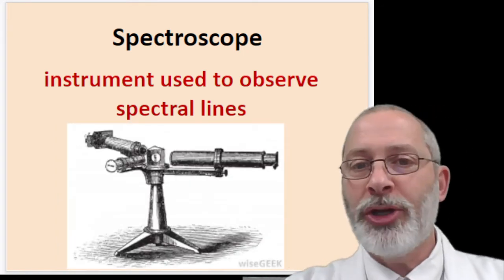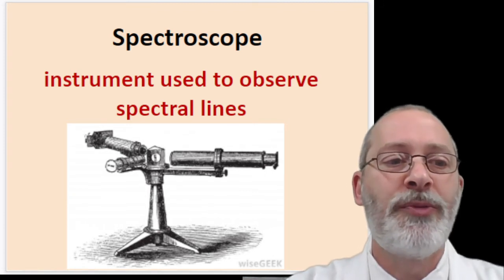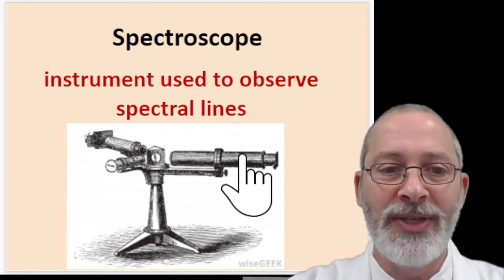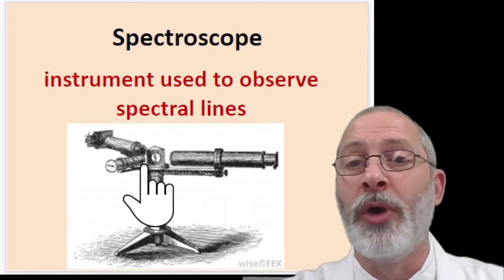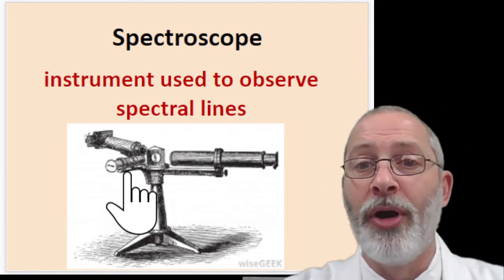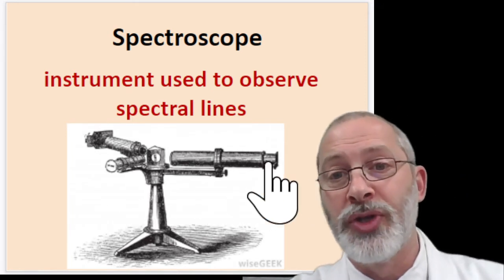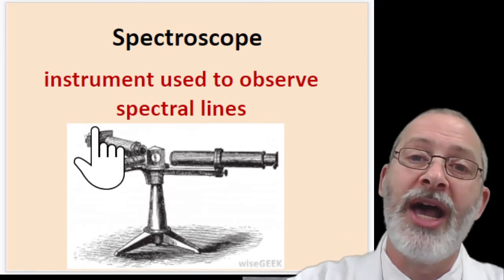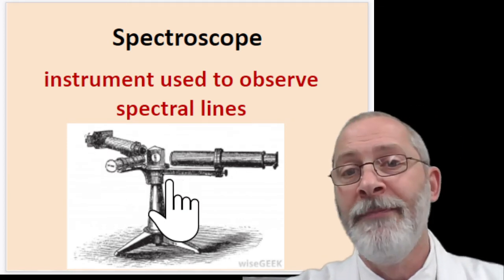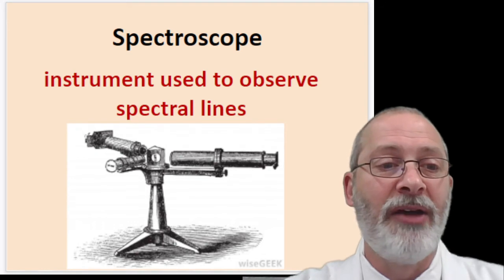But a spectroscope is an instrument used to observe spectral lines. This is another example of a more complicated spectroscope. Part of it allows the light through and an observer to look in one side, another observer in another side, and you can see the very specific bands of light.